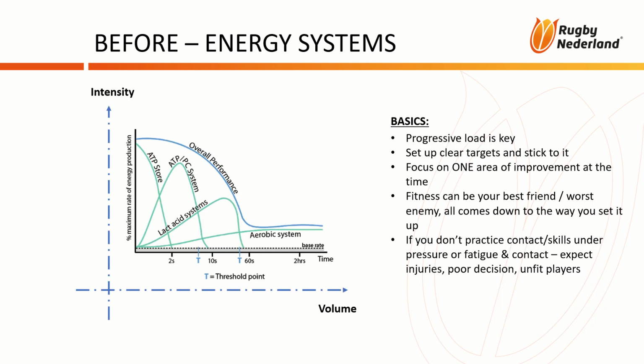Now the energy system. Most of the time people overcomplicate this. So it's a lot of graphics, a lot of lines. It sounds very, very difficult, but it all comes down to intensity and volume. Okay, you can't sprint for 2 hours. So it remains very simple.